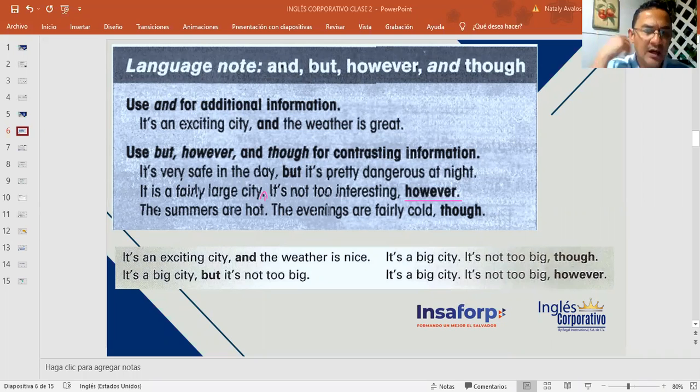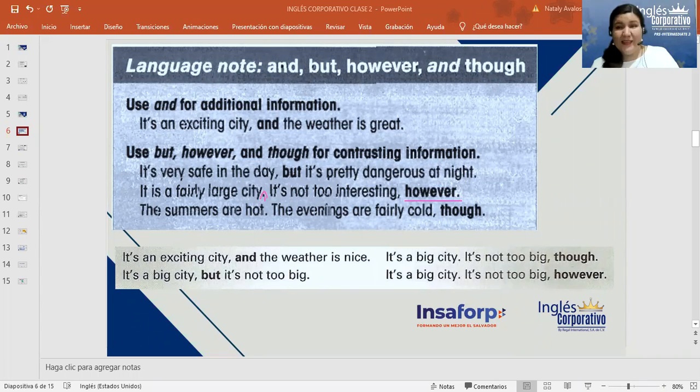When we use however in the middle of the sentence, the meaning is sin embargo. Exactly. Yeah, that's the meaning, right? It's a fairly large city. However, it's not too interesting, right? Sin embargo. The meaning is the same. The position can be in the middle or at the end. Okay.